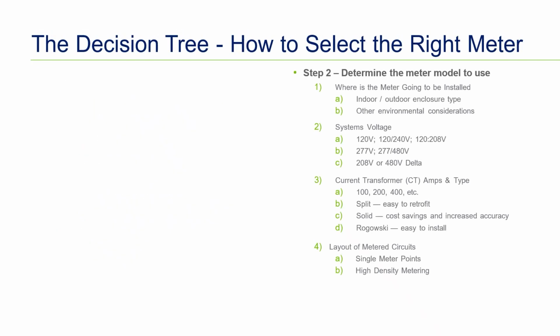Once you've determined which family of meters is the best fit, a specific model must be selected. There are additional considerations which will guide the selection. 1. Where is the meter going to be installed? Is this an indoor or outdoor application? Are there other environmental considerations requiring either an extended temperature range or a sealed enclosure for protection?